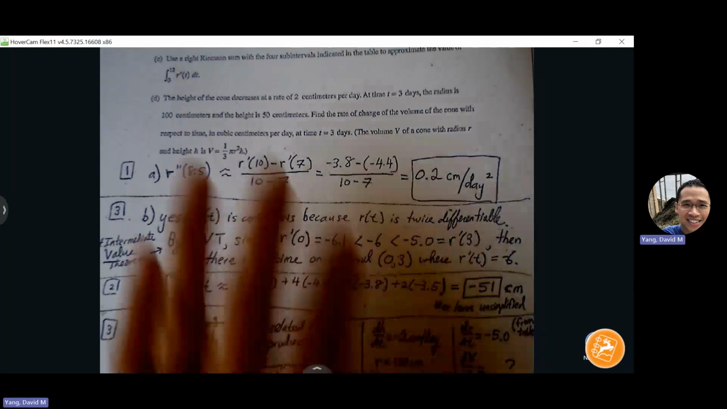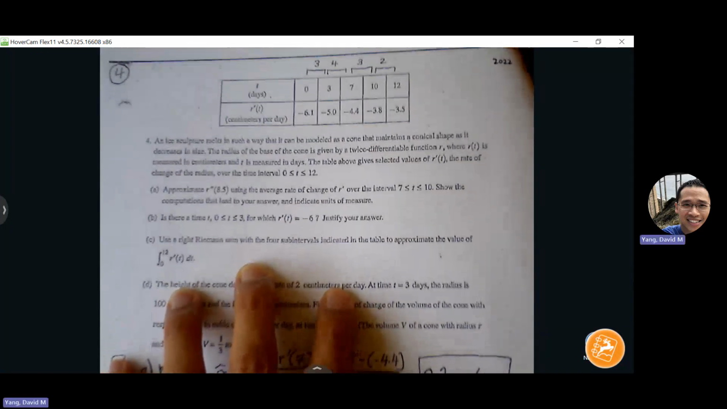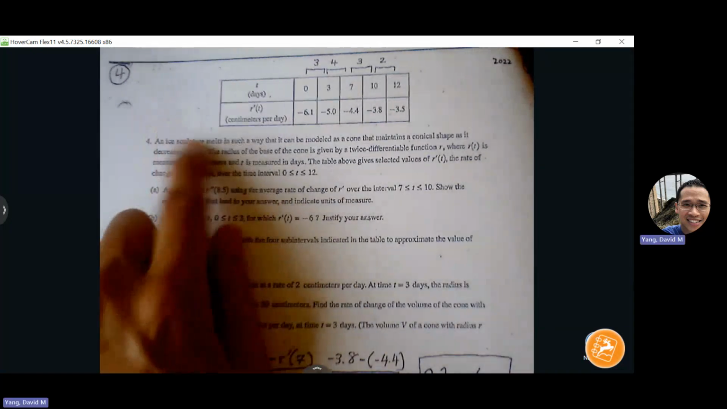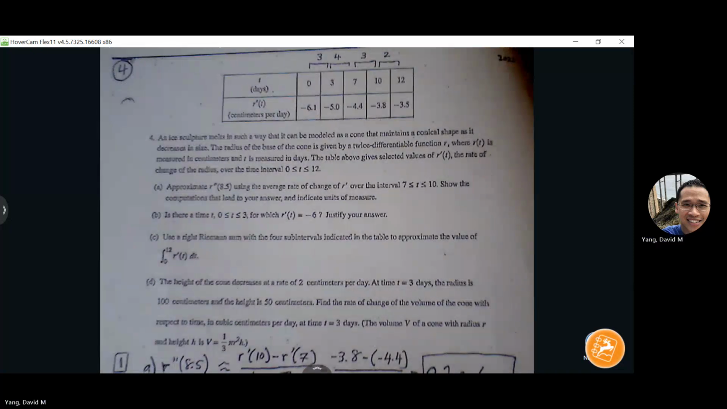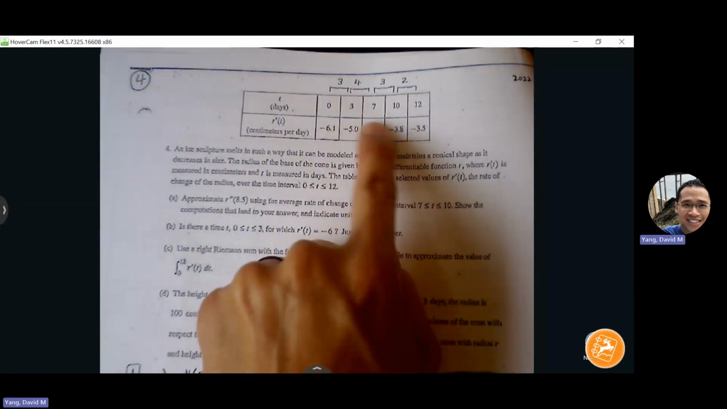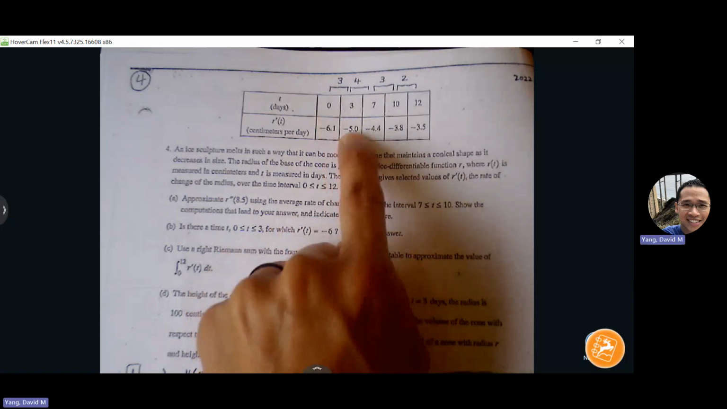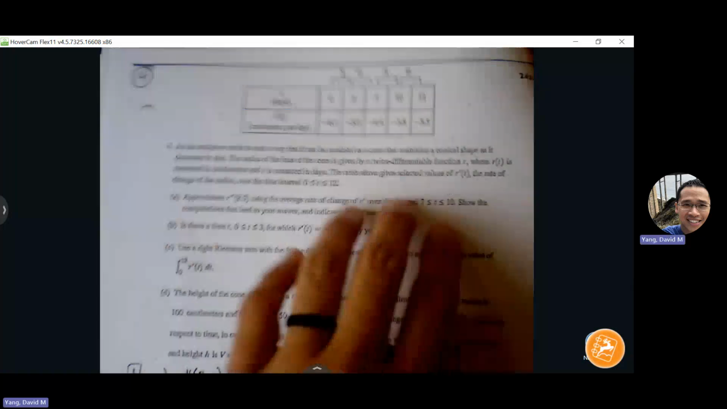Part C, use right Riemann sums. We're working through number 4 on page 4. Right Riemann sums. So how do you feel about right Riemann sums here? Like identifying the width and the height and adding up rectangles. If I was good on it, but I'm okay.